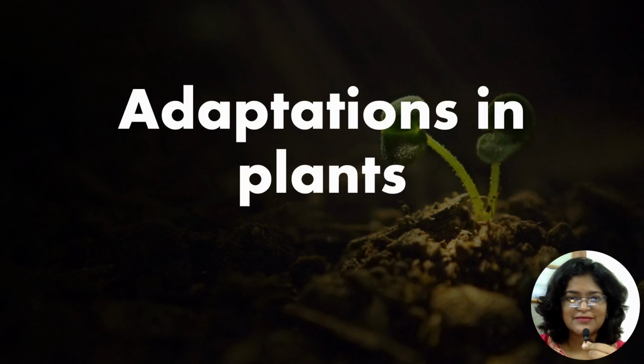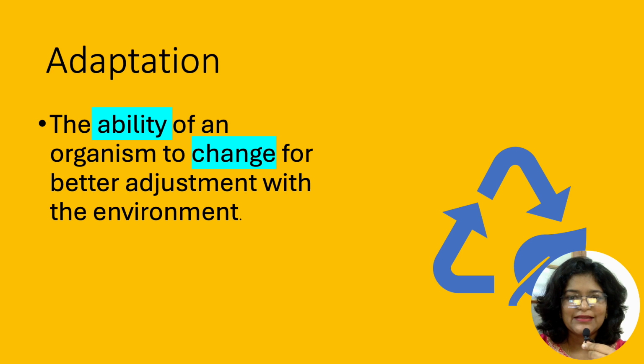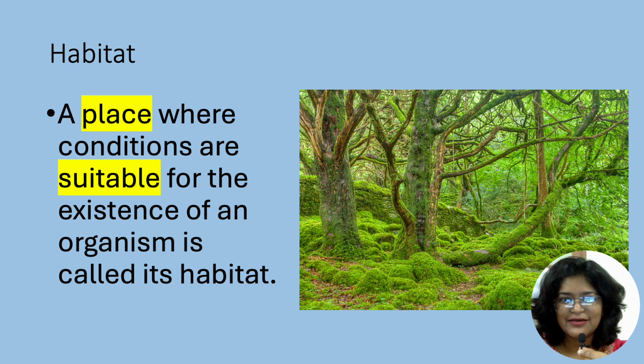Adaptation in plants. Adaptation, the ability of an organism to change for better adjustment to the environment, is called adaptation. Habitat: a place where conditions are suitable for the existence of an organism.